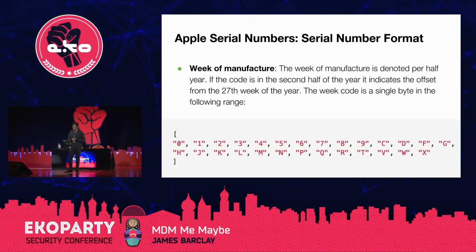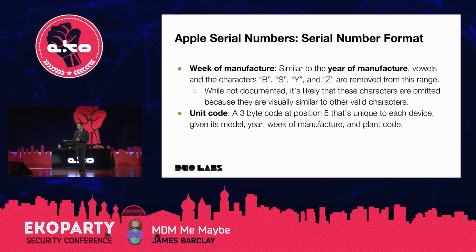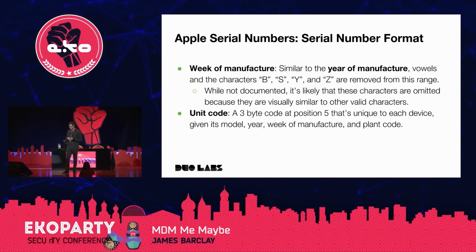Next, we have the week of manufacture. This is denoted per half year. If the code is in the second half of the year, it indicates an offset from the 27th week of the year, and it uses a single byte in the following range. Similar to the year of manufacture, the week of manufacture removes or omits the characters B, S, Y, and Z. It's not documented why, but it stands to reason that this is because they're visually similar to other characters.